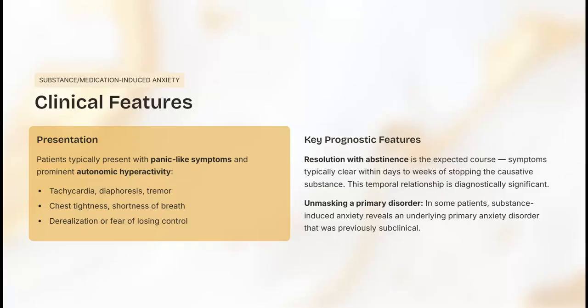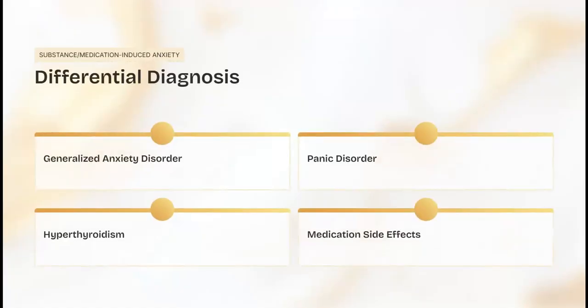However, in some cases, substance-induced anxiety can actually bring about some underlying primary anxiety disorder, like generalized anxiety disorder or panic disorder, that was previously subclinical. So if symptoms persist well beyond the expected clearance period of the substance, it's important to reassess them for some primary anxiety condition. So we'll talk about some of the differentials.